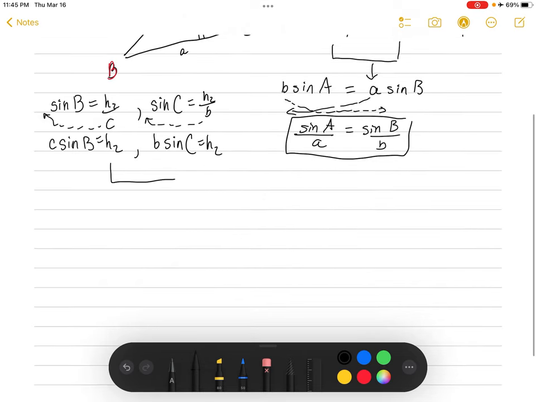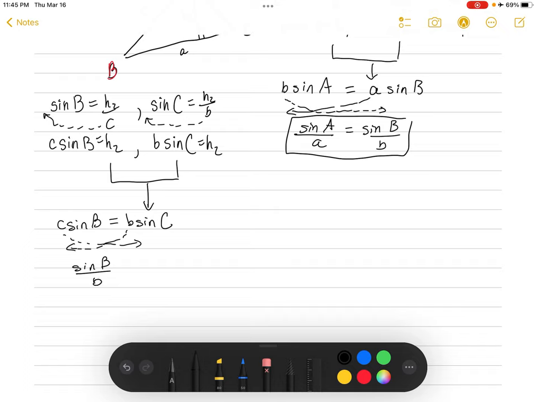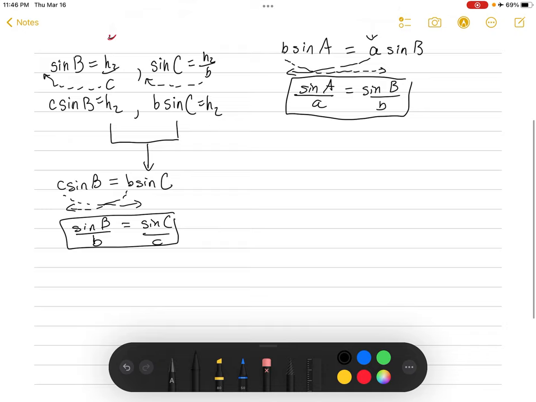So notice that both of these here are equal to H2, so we can set them equal. They're both H2, so we get C sine of big B equals B sine of big C, and we can take c under sine of C and little b under sine of B, so we get sine of B over b equals sine of C over c. So we get sine of big B over b is sine of big C over c.